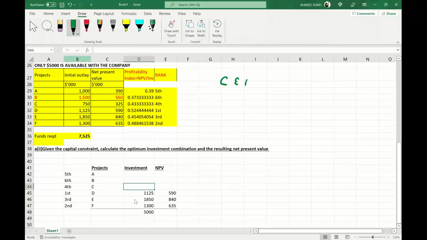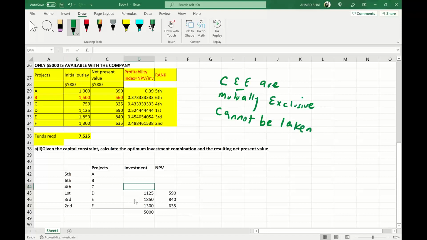It's mentioned C and E are mutually exclusive. Mutually exclusive means they cannot be taken together. If two projects are mutually exclusive, it means they cannot be taken together.